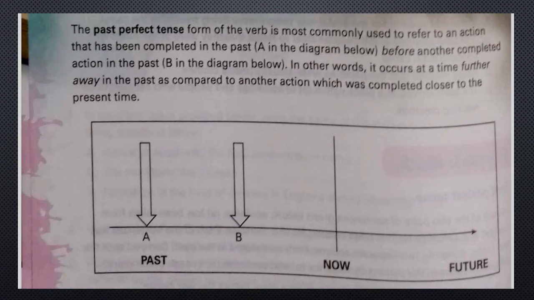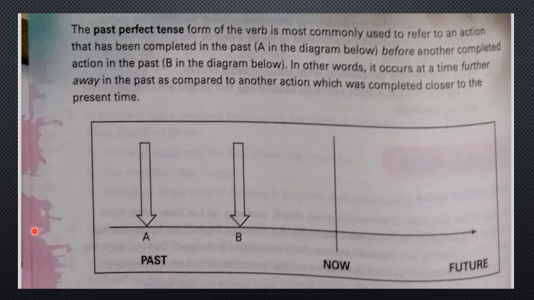So, students of class 8, the same lesson, World War Diaries, but from that grammar check section, we have here the past perfect tense form of the verb. What is told here is most commonly used to refer to an action that has been completed in the past, and before another completed action in the past. So, an action that took place before another action in the past.